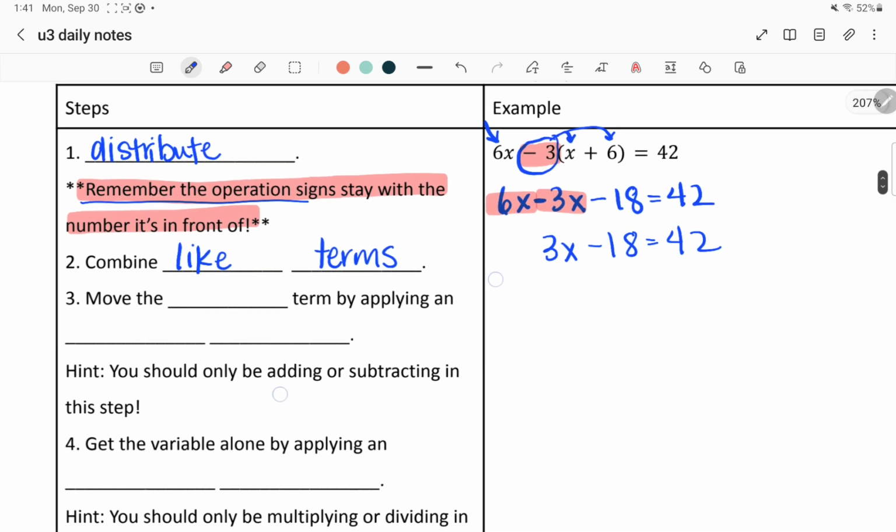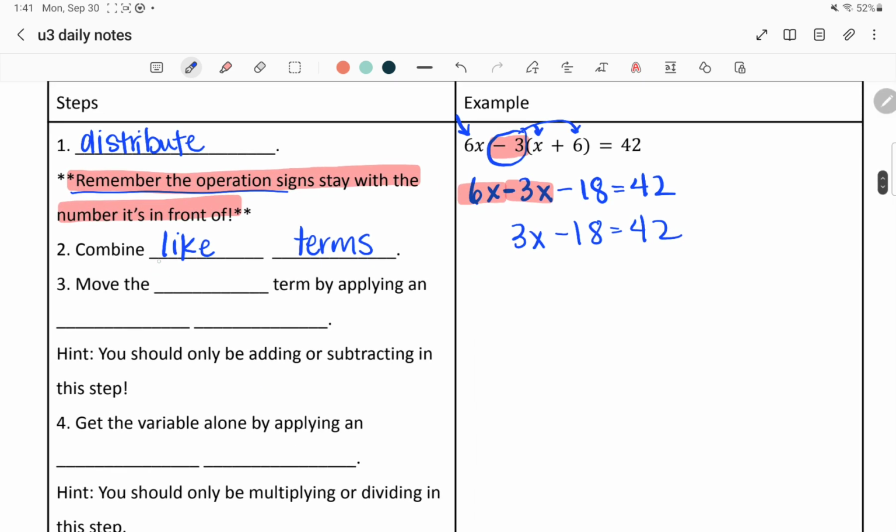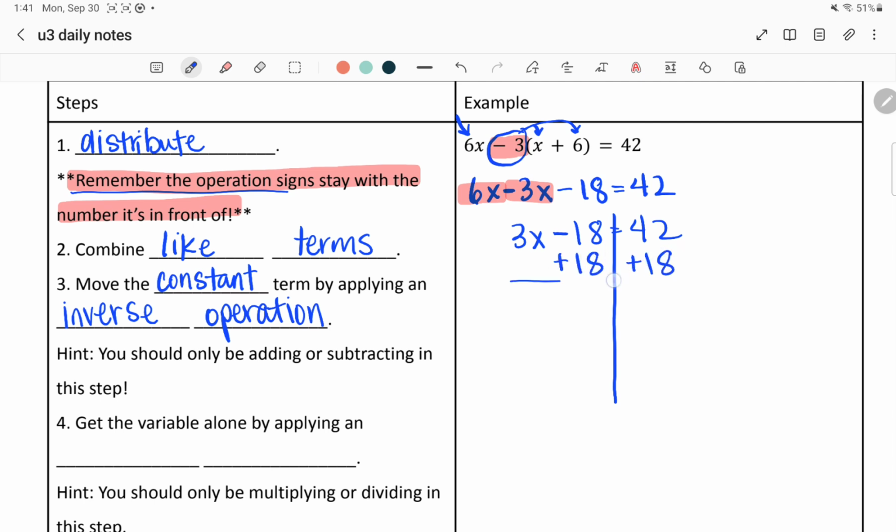Okay, so we are going to do step 3, which is move the constant term. Constant is one of your vocabulary words. It means the number that does not have an x. So this 18, notice the 18 is subtracted. So I'm going to apply my inverse operation, which, the opposite or the inverse of subtracting, is adding. So we're going to add 18 to both sides, and 42 plus 18 gets me 60 equals 3x.